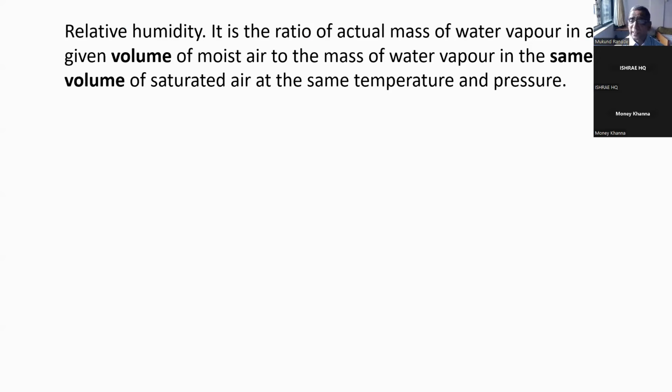So in both cases, if we assume that the volume, pressure and temperature are the same, then the ratio of the mass of water vapor present divided by the maximum mass of water vapor can become the relative humidity. How it becomes the relative humidity and how it matches with the ISHRAE definition will come now.